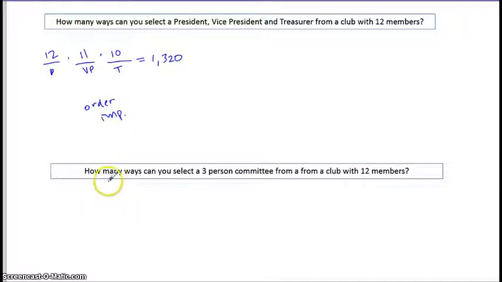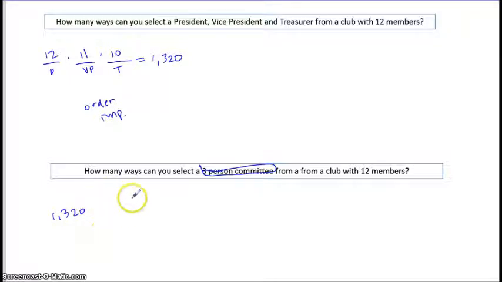Now let's take a peek at this problem down here. How many ways can you select a 3-person committee from a club with 12 members? We're dealing with the same club of 12 members, but now we're trying to pick a 3-person committee. Here order is not going to be important. It's almost like a pod situation. But what we can do is start with what we did up on top. We have the 1,320 ways to pick 3 people where order is important.